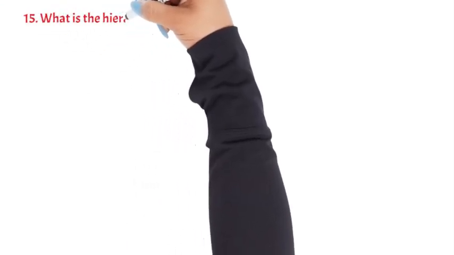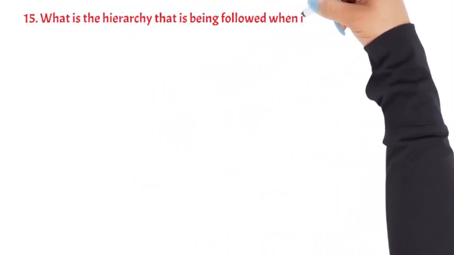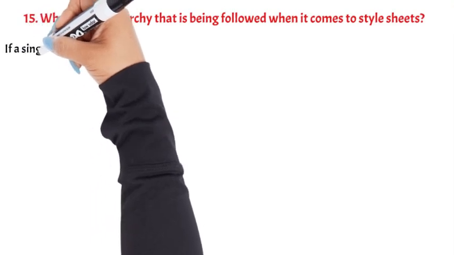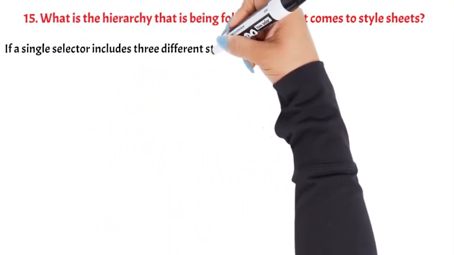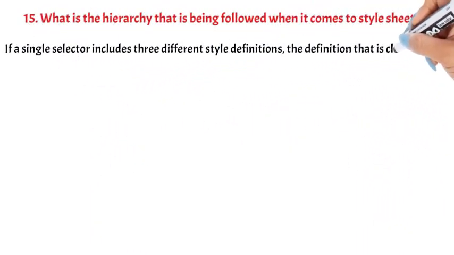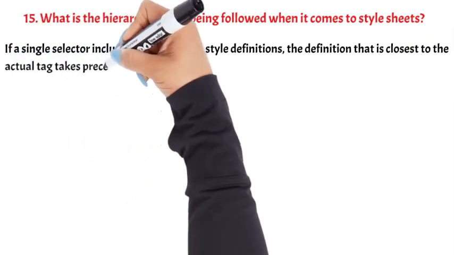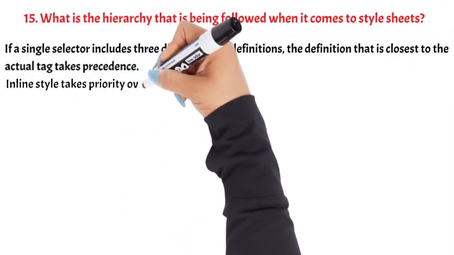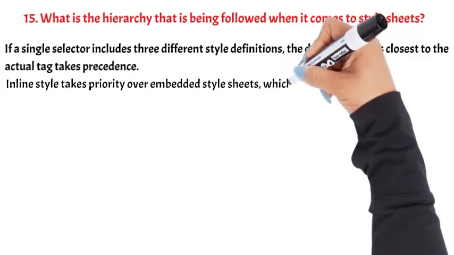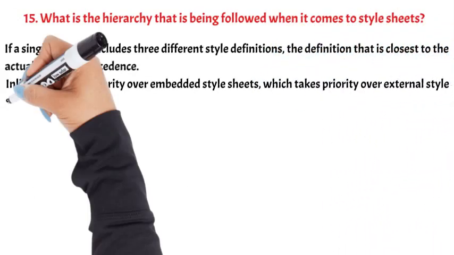15. What is the hierarchy that is being followed when it comes to style sheets? If a single selector includes 3 different style definitions, the definition that is closest to the actual tag takes precedence. Inline style takes priority over embedded style sheets, which takes priority over external style sheets.